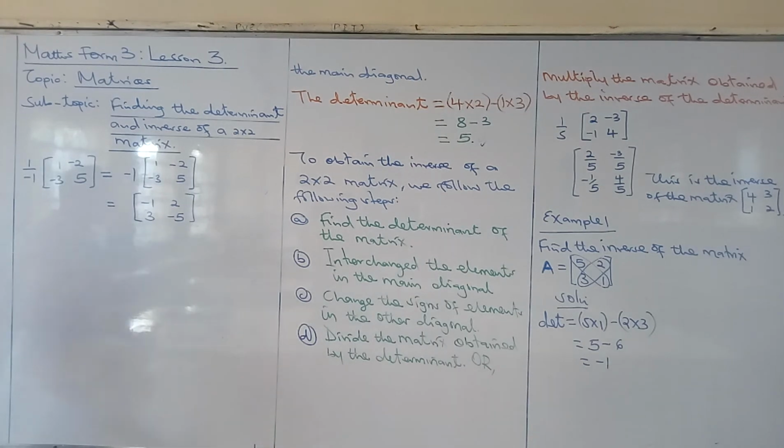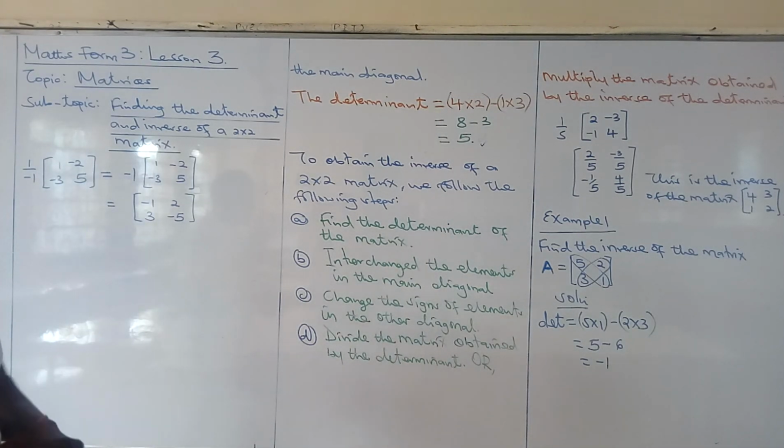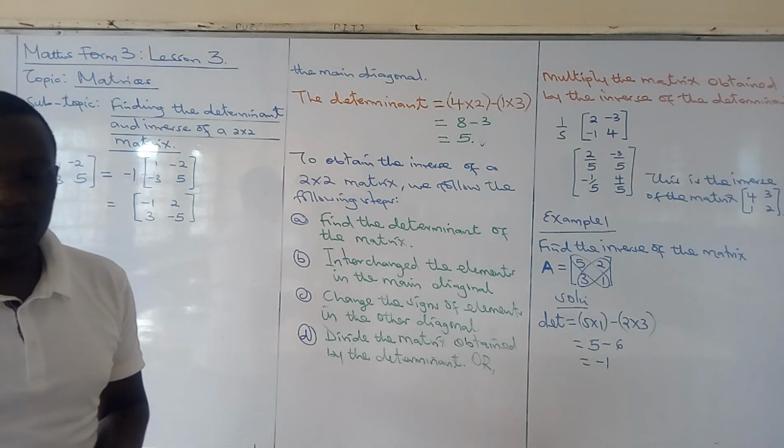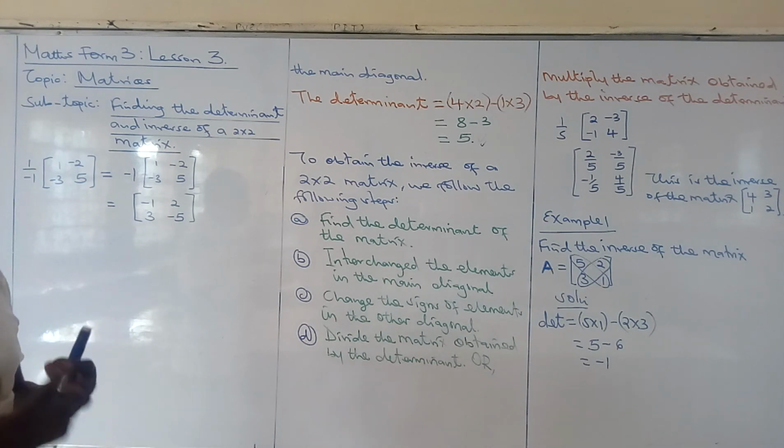Next time we will look at singular matrices. Matrices whose determinants are 0 are the ones we call singular matrices.